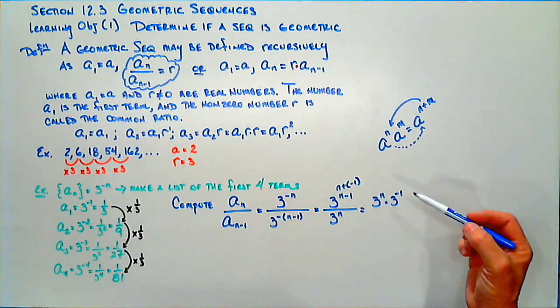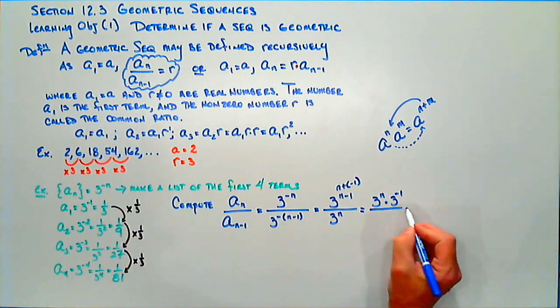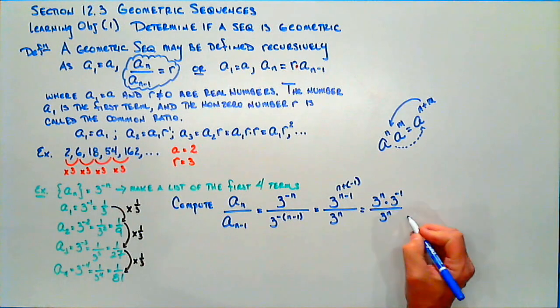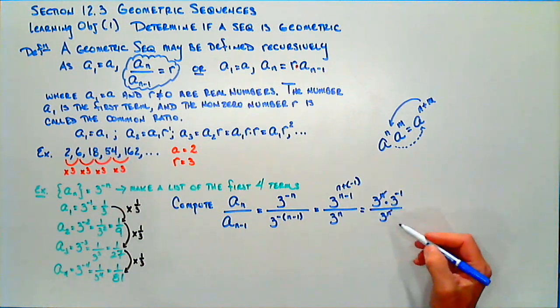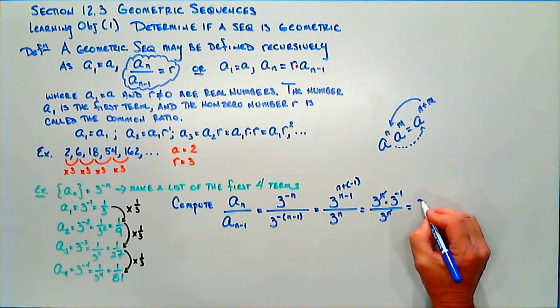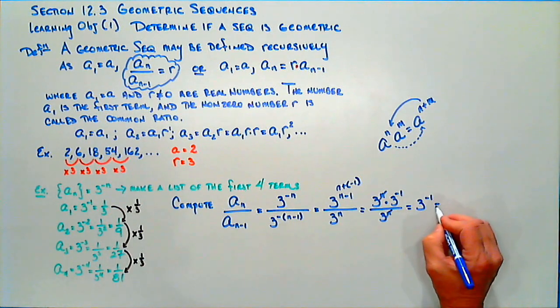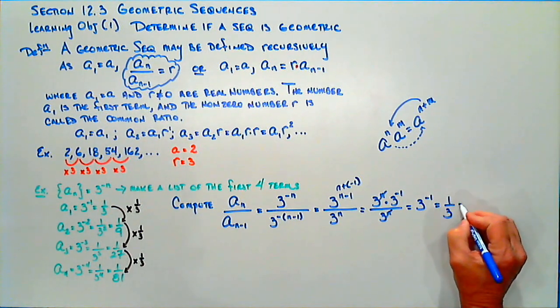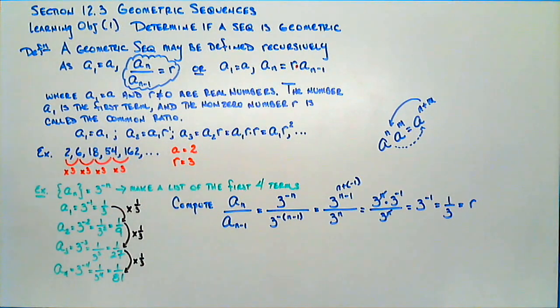In this case, our a is 3. Now, what do we have on the bottom? We have 3 to the n. Well, this 3 to the n and this 3 to the n cancel, and we're left with 3 to the negative 1, which is 1 over 3. And there we go. We got our common ratio. And because we got our common ratio, we would conclude that that series is geometric.